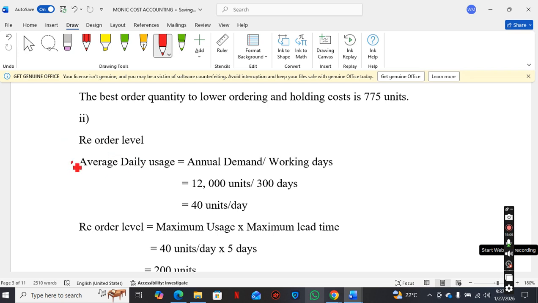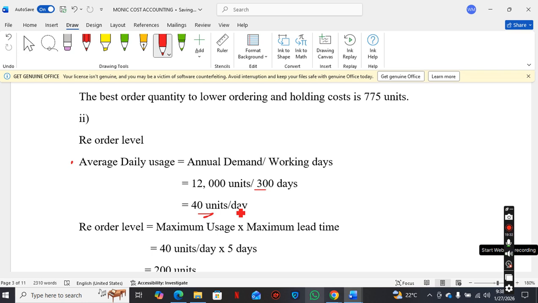The average daily usage, annual demand divided by the working days. Annual demand is 12,000 units. We have 300 working days in the year. So on average, we use up 40 units of material X per day. Any questions on that before we calculate the reorder level again?